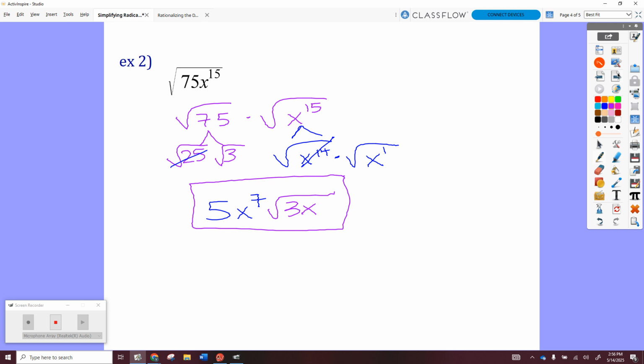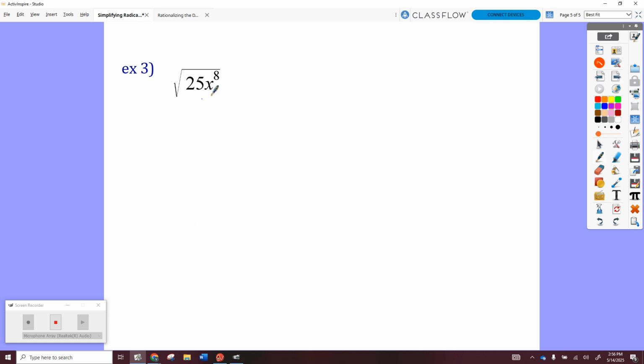Example 3, square root of 25 times square root of x to the 8th. Square root of 25, that's an easy one, that's just 5. 8 divided by 2 is 4, so I'm going to have x to the power of 4. But remember, if these two are both even, I have to have my absolute value. And that's it.